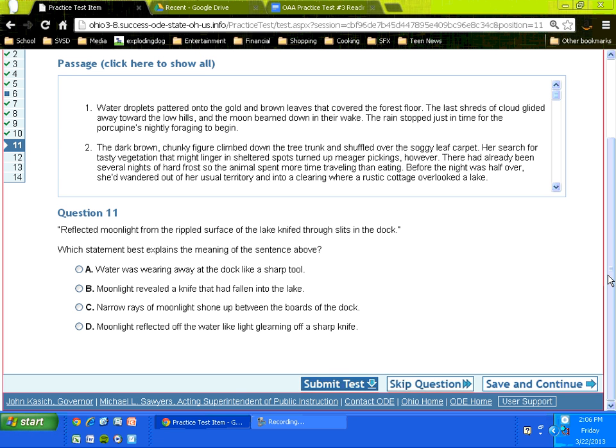What's the strange word in that sentence? Rippled's pretty clear. There's a word that's being used strangely. Can anybody explain how knifed is being used? Mansoor? It's kind of like, it's hard to explain. It's actually pretty easy to explain. If I've knifed somebody, what have I done? Cut.